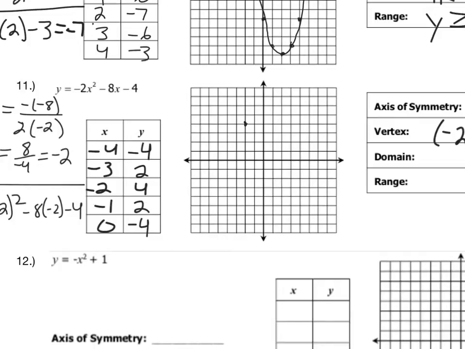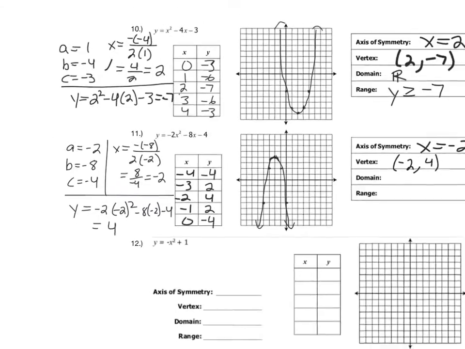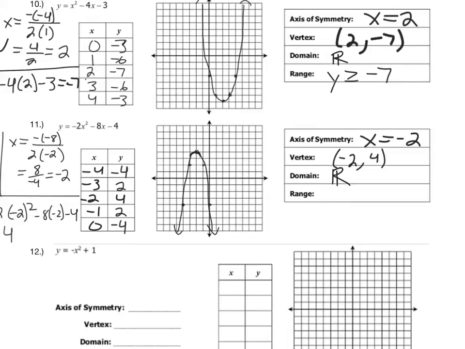Let's keep plotting some points here. So we have -1, 2, which is right here. -3, 2, which is right here. And then we have 0, -4, which is down here. And then we have -4, -4, which is down here. And then make your U-shaped parabola. And that is it. So your domain, again, is going to be all reals.